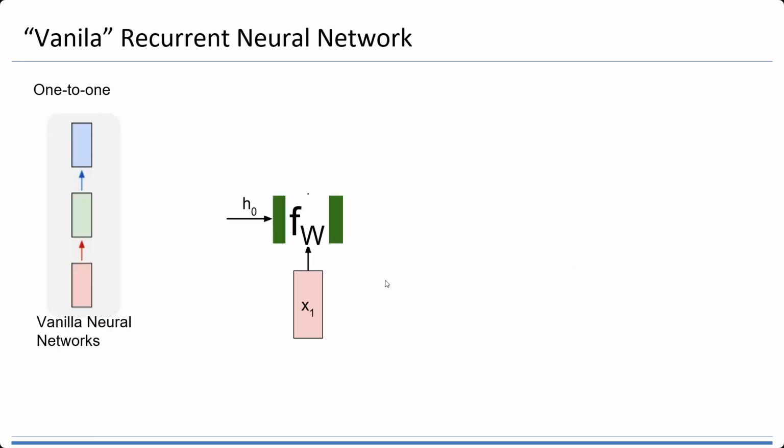We can see something like this. We have h0 and we have x1. So there will be a function here, and this function will determine the h1. We have the input h0, we have the input x1, and it will create the h1. The h1 will be the input for the second round, and it will be combined with x2 to create the next hidden state.